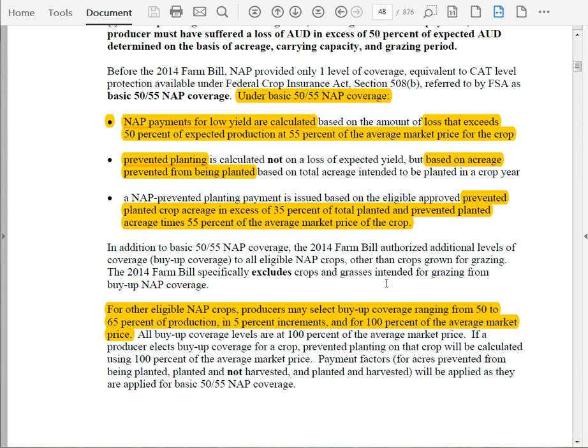For producers who want to shift more of the liability for crop losses off of themselves, buy-up coverage offers a number of different coverage levels, all of which are paid at 100% of the average market price. Buy-up coverage is offered to reduce producers' deductibles from 50% to as little as 35% through increments of 5%. In other words, a producer can purchase coverage in buy-up for 50, 55, 60, or 65% of their crop's expected production and at 100% of the average market price.